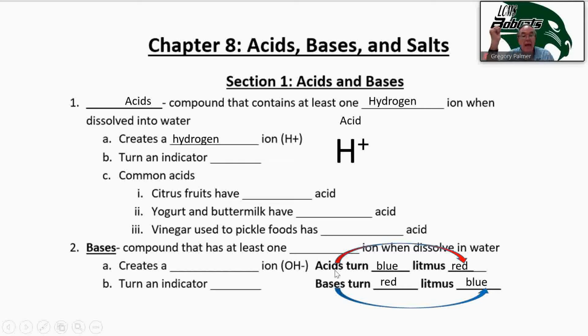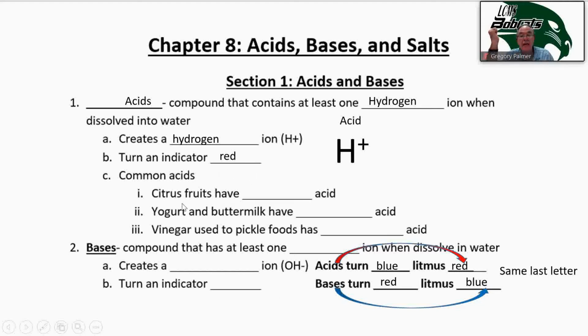So what color does an acid turn it? Well, the choice is red or blue. Red has the same last letter as acid. Bases, and what color does it turn? The choice is red or blue. Base ends with the E, blue ends with the E, so you just remember it's the same as the last letter. Okay, so they turn an indicator red.